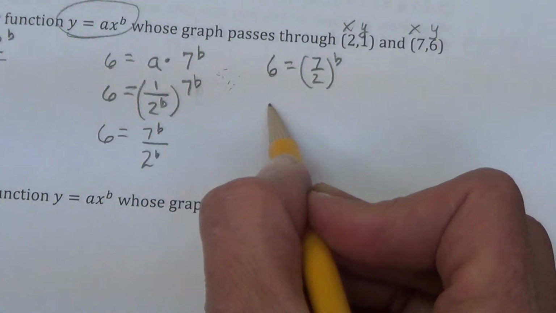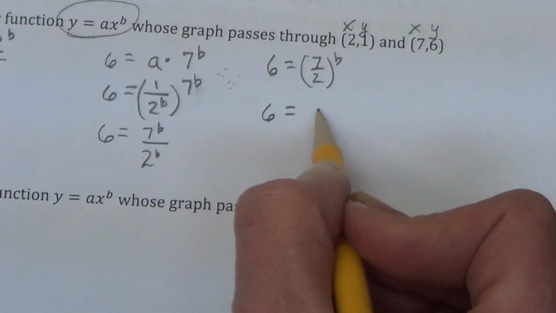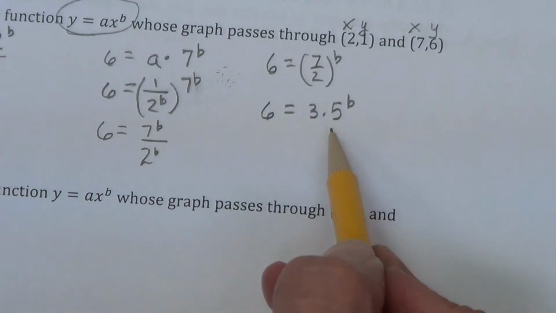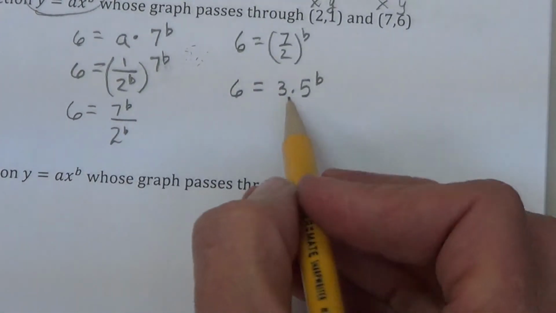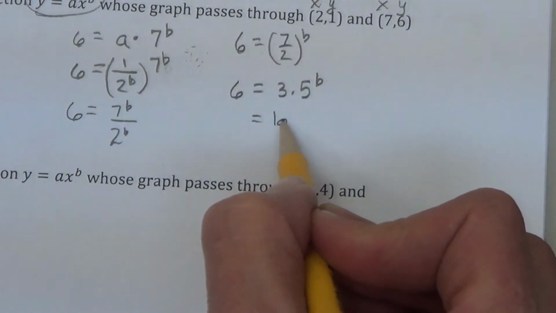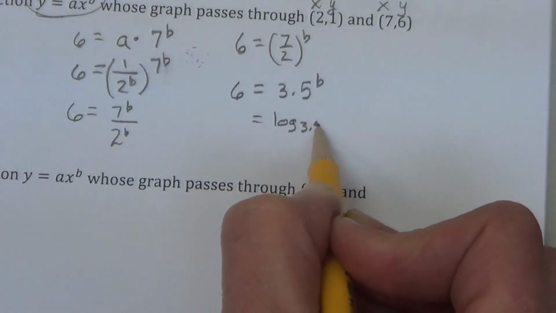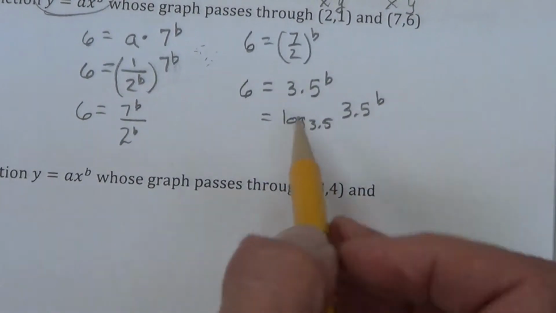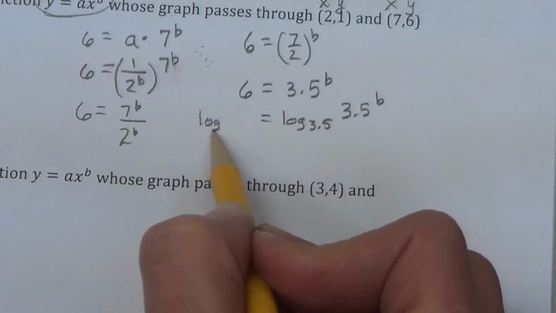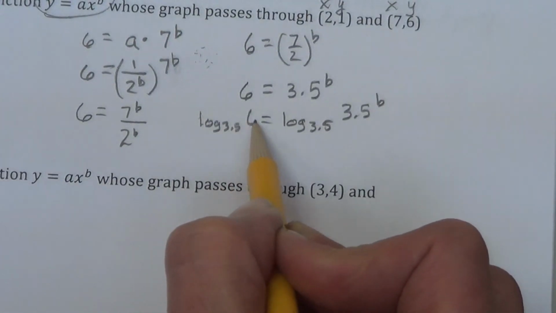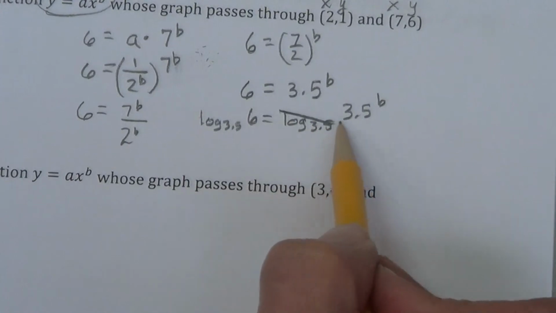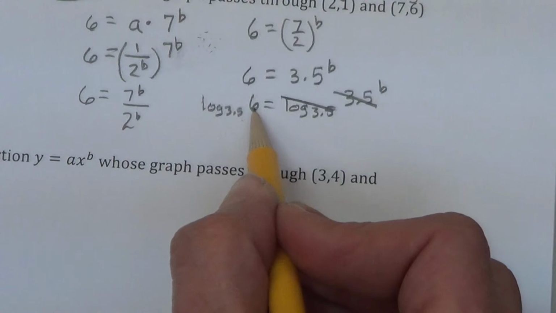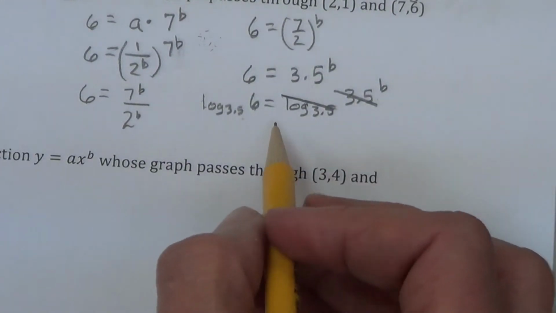So we have 6 equals 3.5 raised to the B. Now we want to get rid of that 3.5. That's when our log comes in. So we have a log base 3.5 of 3.5 to the B. And what we do on the one side, we have to do on the other, log base 3.5 of 6. Now, these two will reduce, and we have that log base 3.5 of 6 is equal to B.